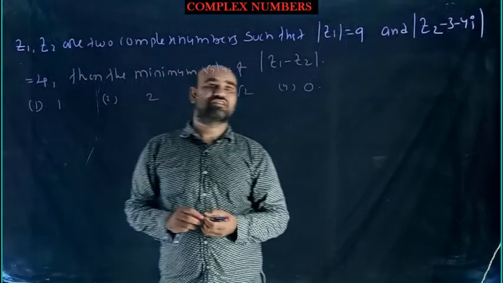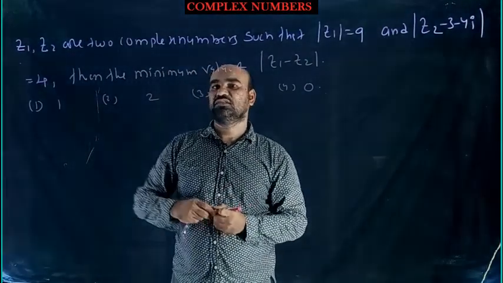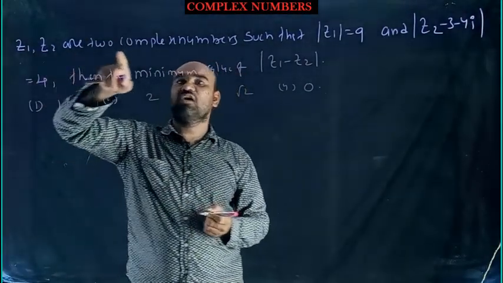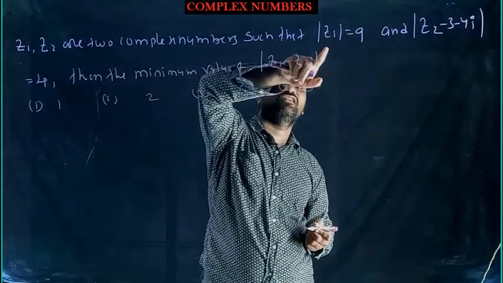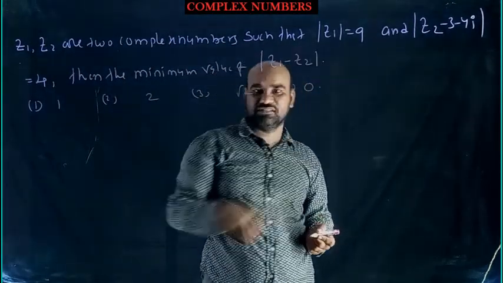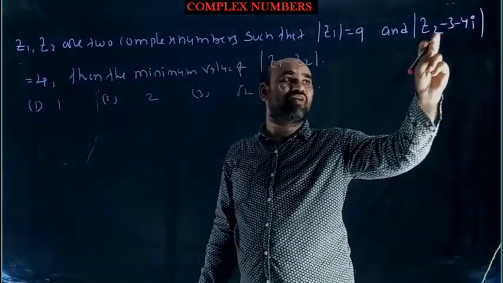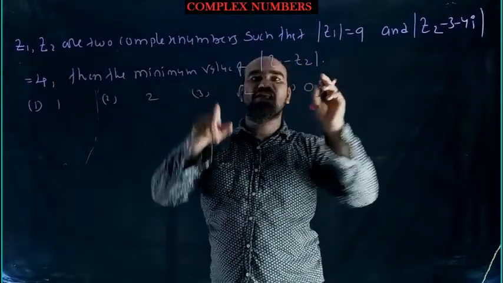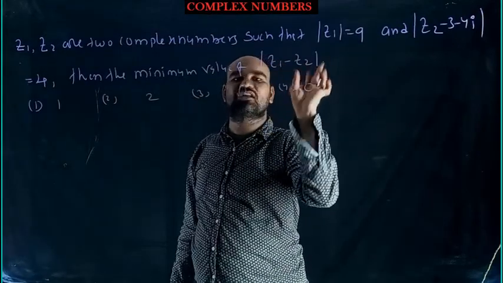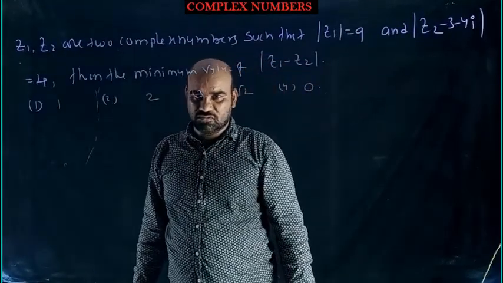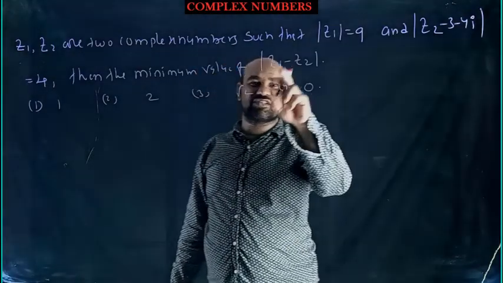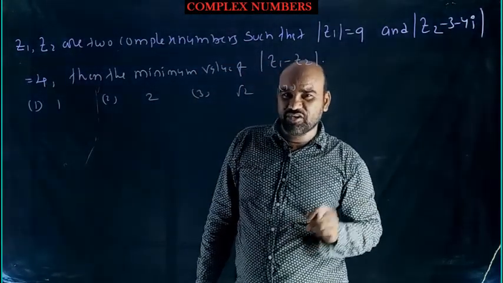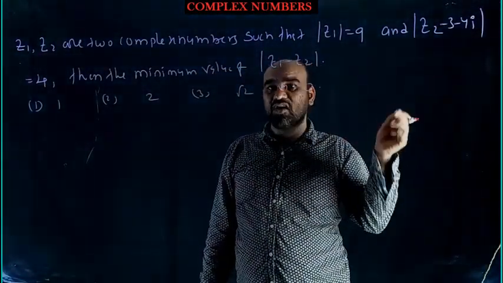Okay students, another interesting problem. z1, z2 are two complex numbers such that mod z1 equals 9, and mod of z2 − 3 − 4i equals 4. Then find the minimum value of the modulus of z1 − z2. Already explained: the geometrical meaning of modulus of z1 − z2 is the distance between the two points z1, z2 on the Argand plane.